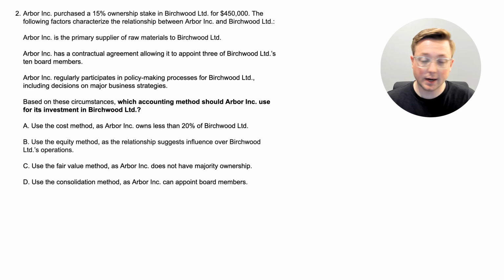So again, with all that information, they have a 15% ownership, but they have all these other things that they're doing with Birchwood. Does that mean that they have significant influence? And does that mean that we would use the equity method? You know, probably, but let's read through these other ideas.